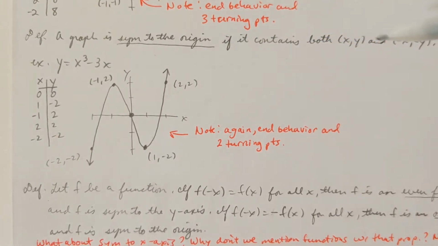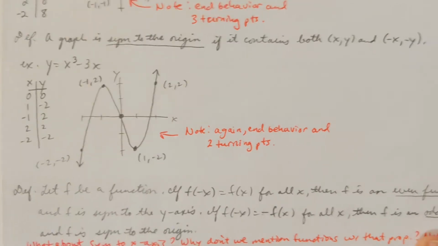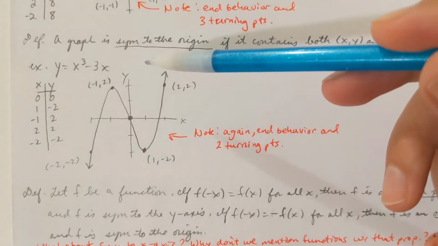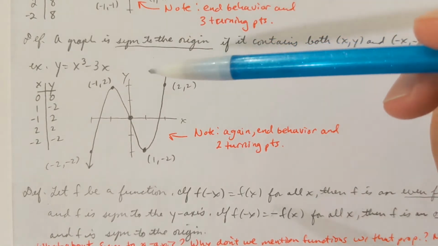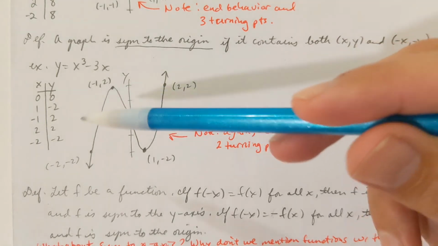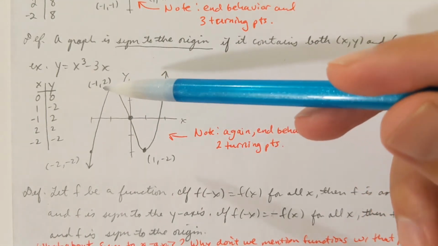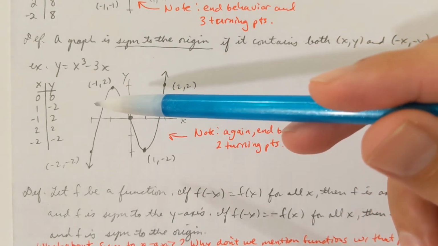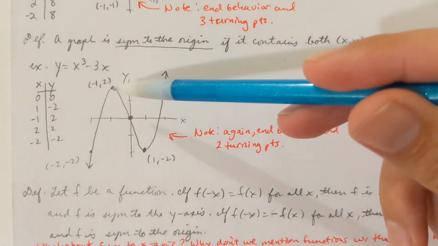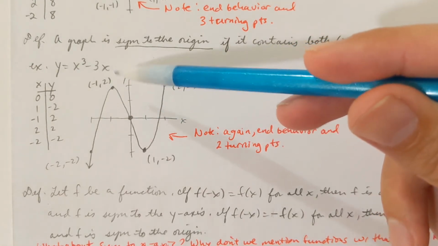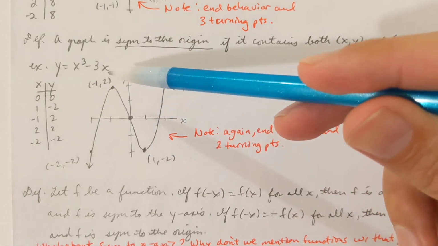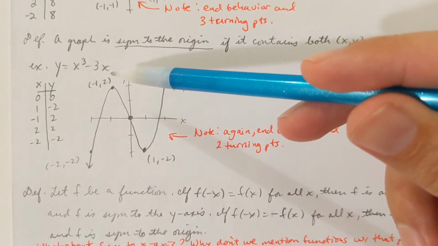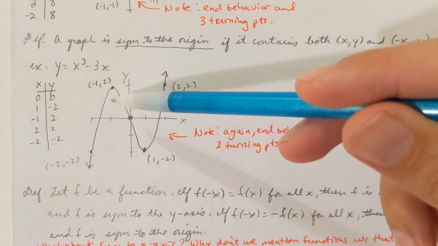Definition: a graph is symmetric to the origin if it contains both (x, y) and (negative x, negative y) on it. So for example, suppose that y is equal to x cubed minus 3x. I can use the table like I normally would here, selecting x values and coming up with some corresponding y values. So if x is 0, y is 0. If x is 1, 1 minus 3 is negative 2. If x is negative 1, negative 1 cubed is negative 1, plus 3 is 2.